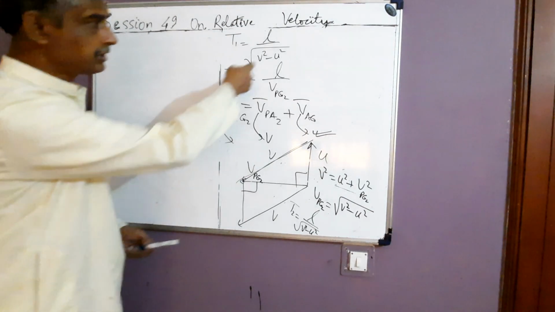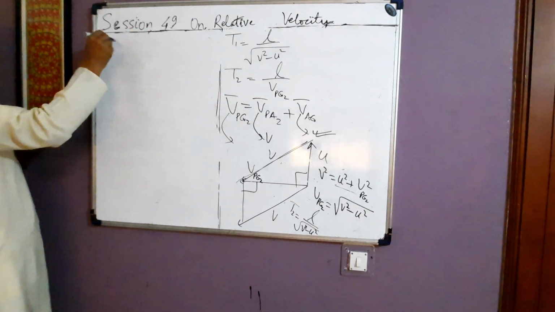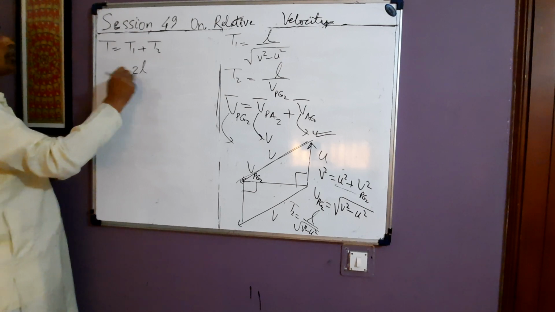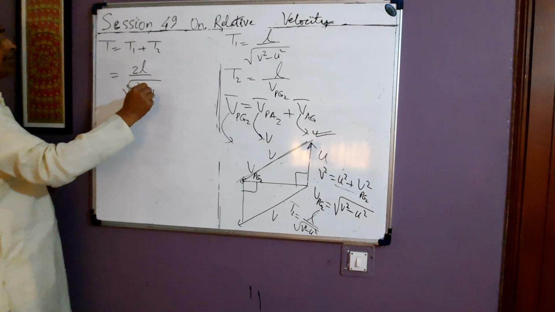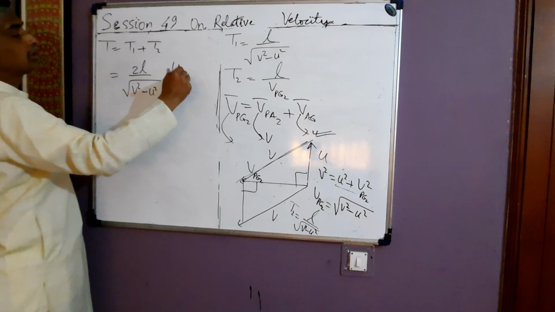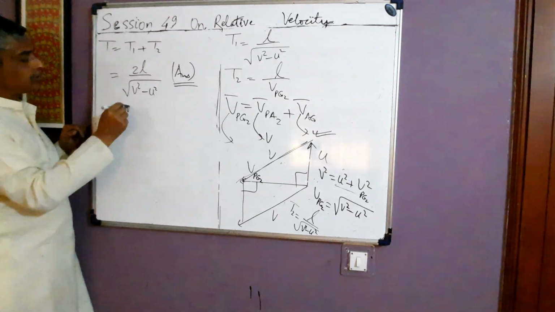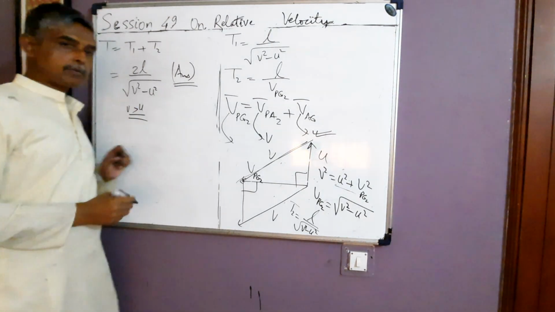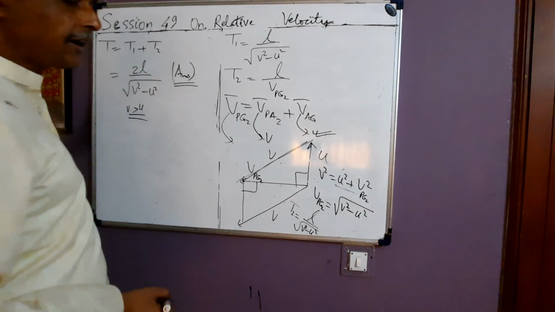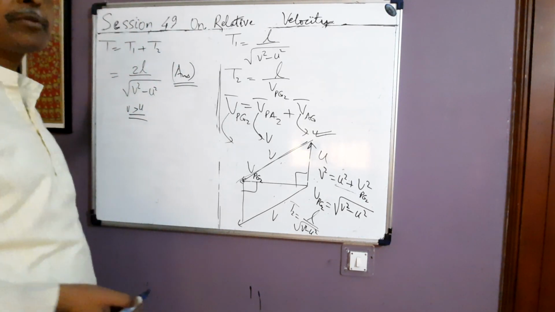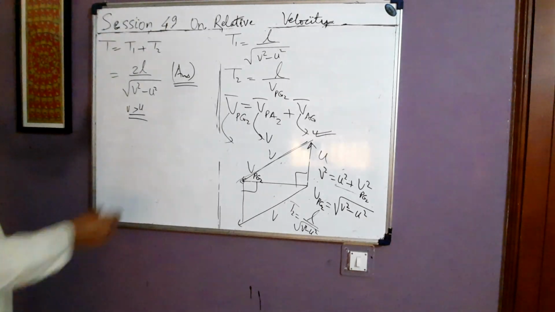So T2 is also obtained, T1 is also obtained. So T is just equal to T1 plus T2, that is equal to 2L by root under V square minus U square, which is the required answer. See, for this to be defined, it is necessary that V should be more than U. Otherwise, if V is less than U, then this root becomes undefined. So the plane will not be able to complete the journey, not be able to fly from C1 to C2. Fine. So this is the answer.